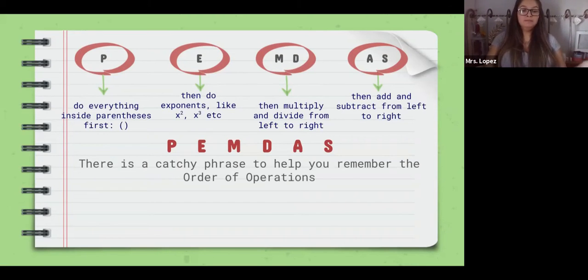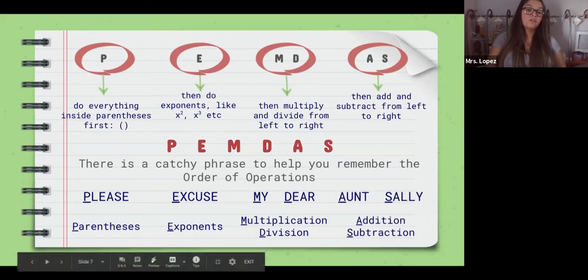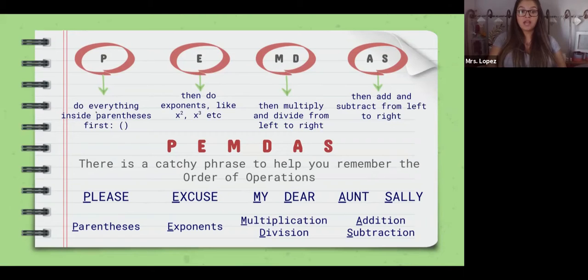We have, please excuse my dear Aunt Sally. This helps you remember the order of operations in which you are to calculate an expression. We have our parentheses first, that's the P. We have our exponents next, that's the E. We have our multiplication and division, which stands for the M and the D. And then we have our addition and subtraction, which stands for the A and the S. This catchy phrase will help you remember your order of operations. Please excuse my dear Aunt Sally.